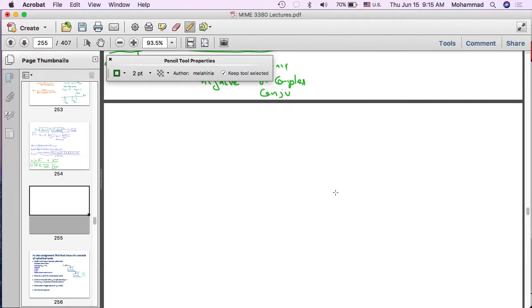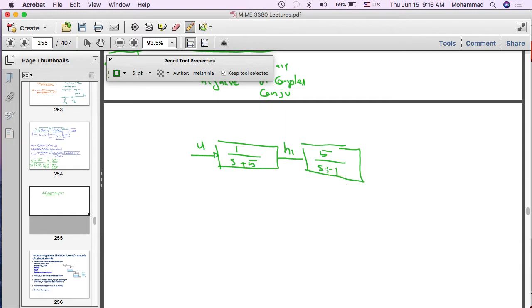So the Simulink model that we have consists of two first order blocks. The first one is between U and H1, and it's 1 over S plus 5, as you recall from the top. This is the relationship between U and H1, which enters the second block diagram of 5 over S plus 1, which is the model of the second tank. And H2 is our output.